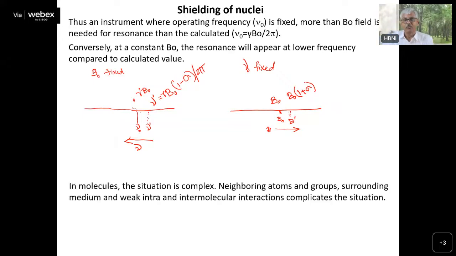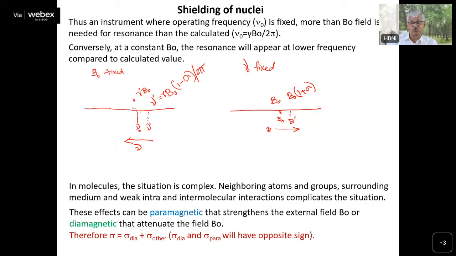Okay, now when you come to a molecule, this is individually fine, but you will see a complexity. It is not only the atom's surrounding electrons or the bond connecting to it, but also the neighboring atoms and groups, the surrounding medium, and also weak intramolecular interactions. Those things complicate the situation.